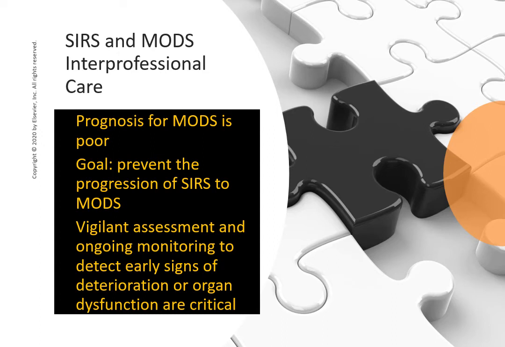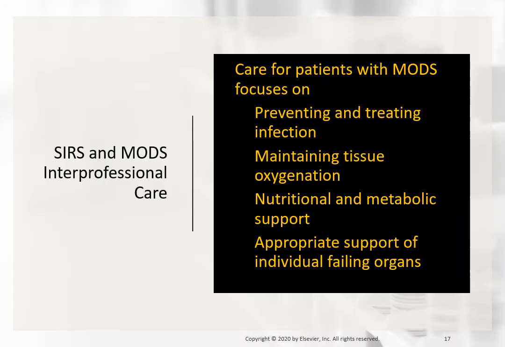The most common cause of death continues to be sepsis, so early goal-directed therapy is important. The most important goal is to prevent SIRS from progressing to MODS. A critical part of your role is vigilant assessment and ongoing monitoring to detect early signs of deterioration and organ dysfunction. Interprofessional care for patients with SIRS and MODS focuses on: 1. Prevention and treatment, 2. Maintaining tissue oxygenation, 3. Nutritional and metabolic support, and 4. Appropriate support of individual failing organs.